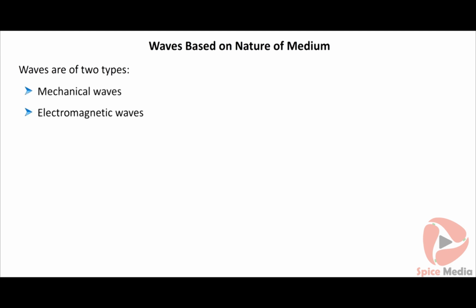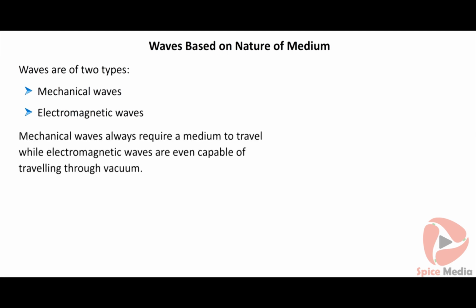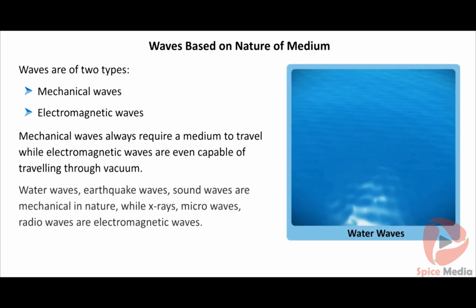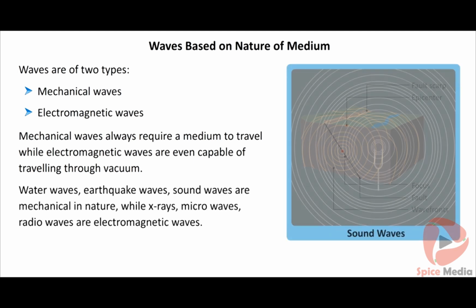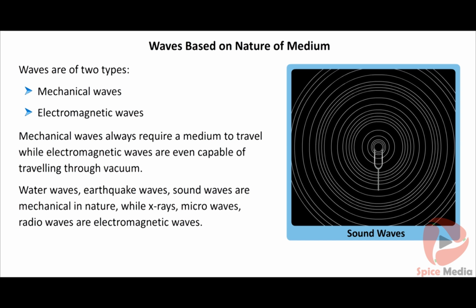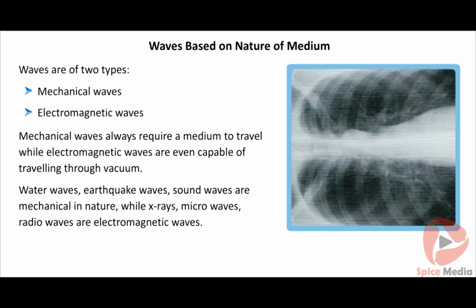Based on the nature of medium, we have two types of waves. They are mechanical waves and electromagnetic waves. Mechanical waves always require a material medium to travel, while electromagnetic waves are even capable of traveling through vacuum. Water waves, earthquake waves, and sound waves are mechanical in nature, while X-rays, radio waves, and microwaves are electromagnetic waves.